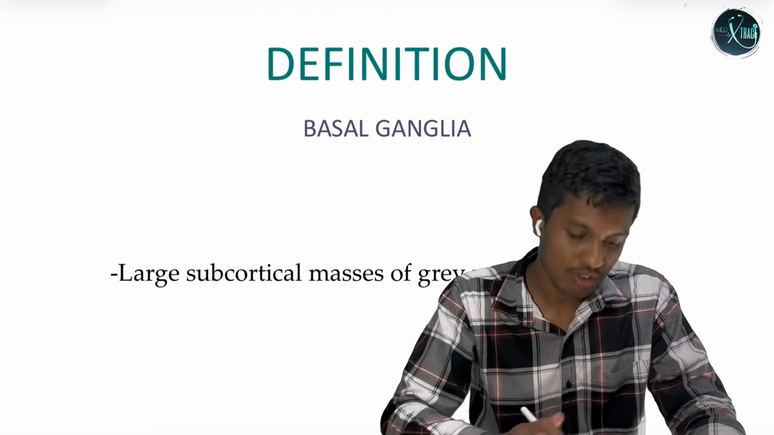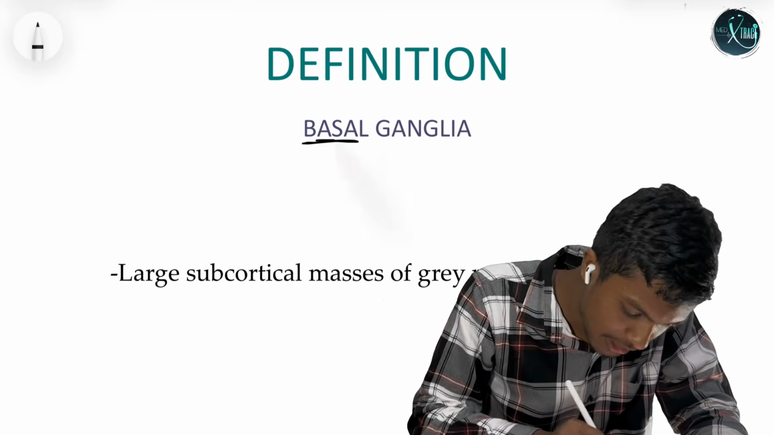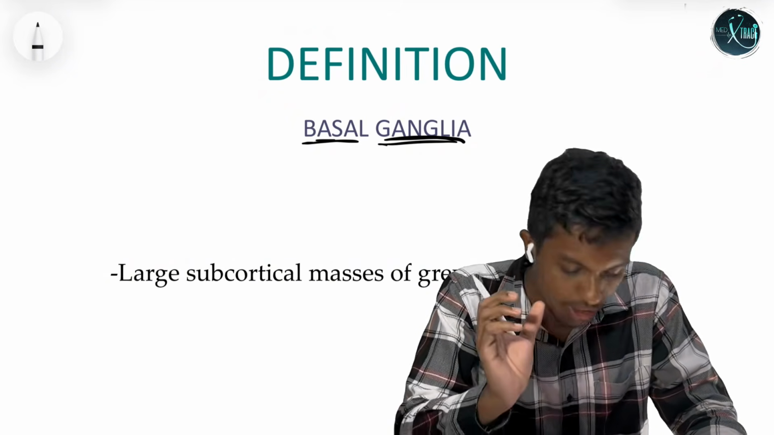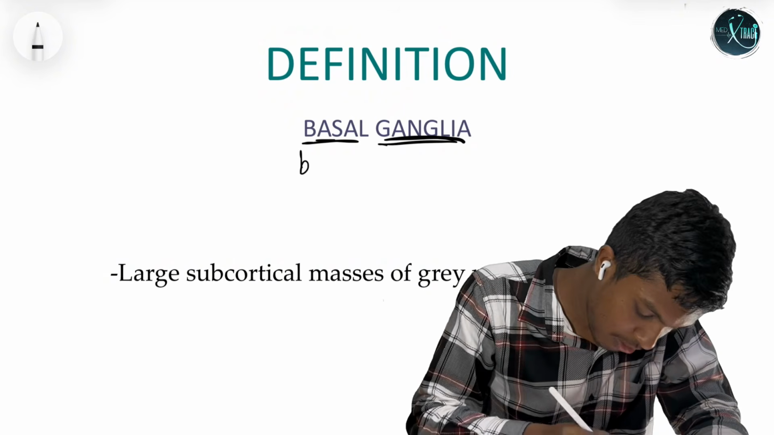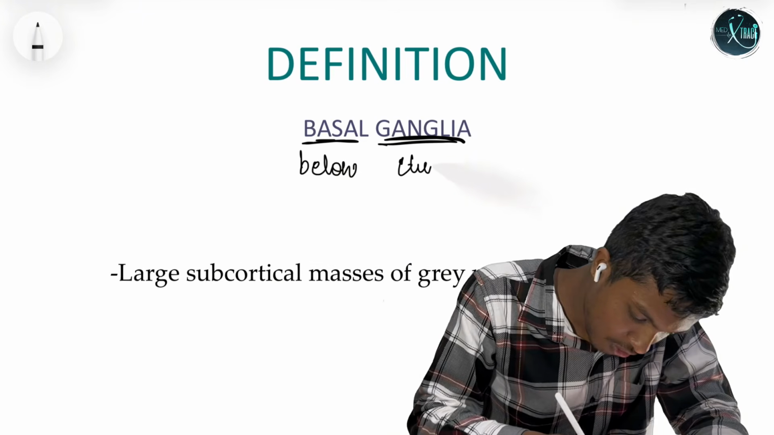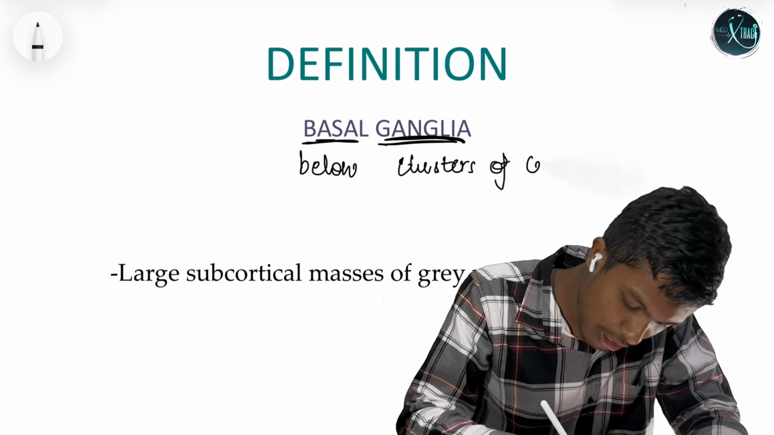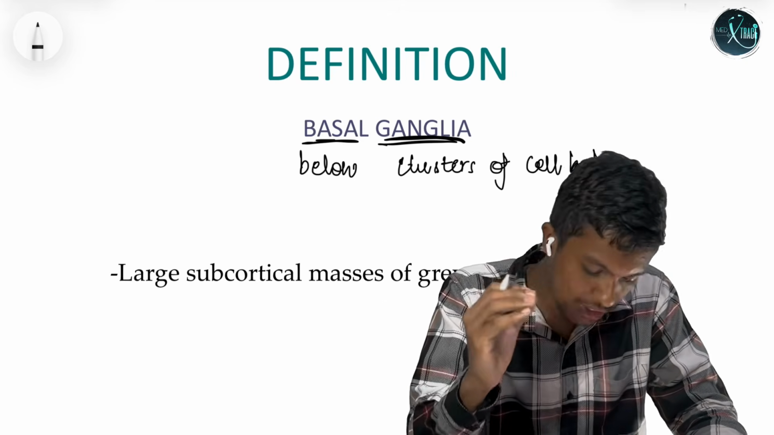Coming to the definition of basal ganglia, as the name suggests, basal means below. Ganglia refers to a cluster of cell bodies in the CNS. So, basal ganglia is a collection of cell bodies. It is a subcortical mass of gray matter.